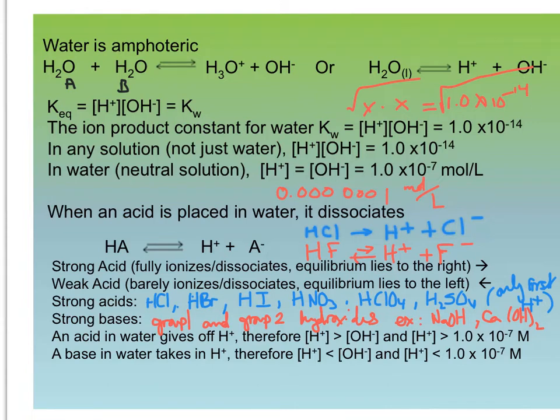That means 100% dissociates. So something like NaOH fully, 100%, dissociates into Na plus and OH minus. So that would be a strong base. Something like aluminum hydroxide only partially dissociates into Al3 plus and 3OH minus, because that would be a weak base.